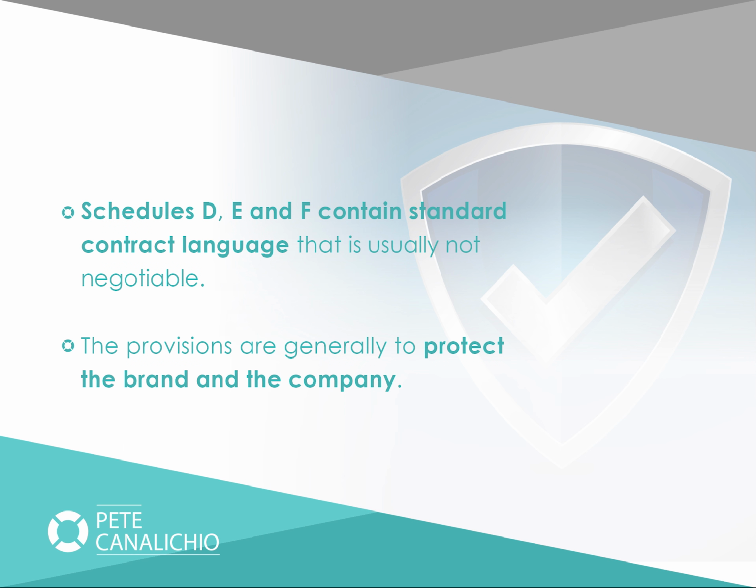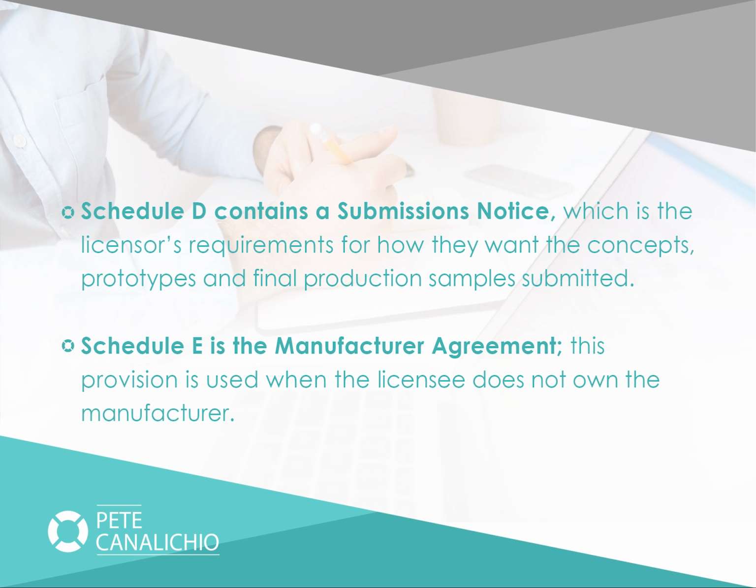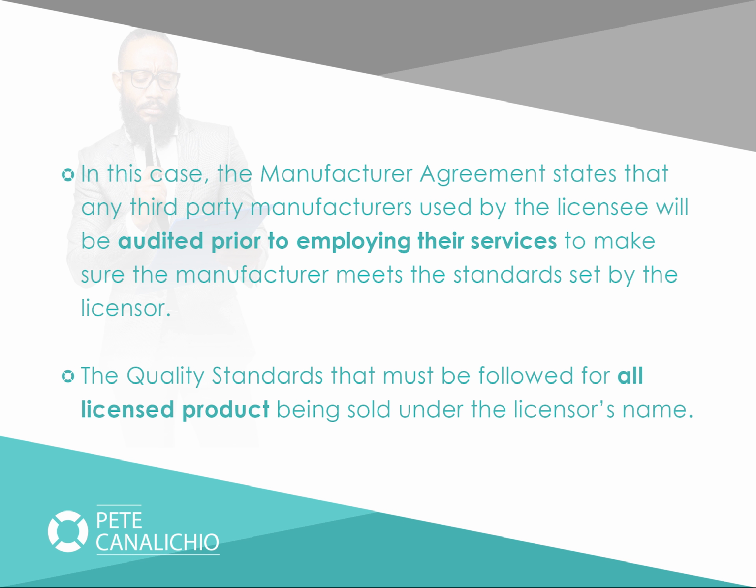Schedules D, E, and F. Schedules D, E, and F contain standard contract language that is usually not negotiable. The provisions are generally to protect the brand and the company. Schedule D contains a submissions notice. The submissions notice is the licensor's requirement for how they want the concepts, prototypes, and final production samples submitted. Schedule E is the manufacturer agreement. This provision is used when the licensee does not own the manufacturer. In this case, the manufacturer agreement states that any third-party manufacturers used by the licensee will be audited prior to employing their services to make sure the manufacturer meets the standards set by the licensor.